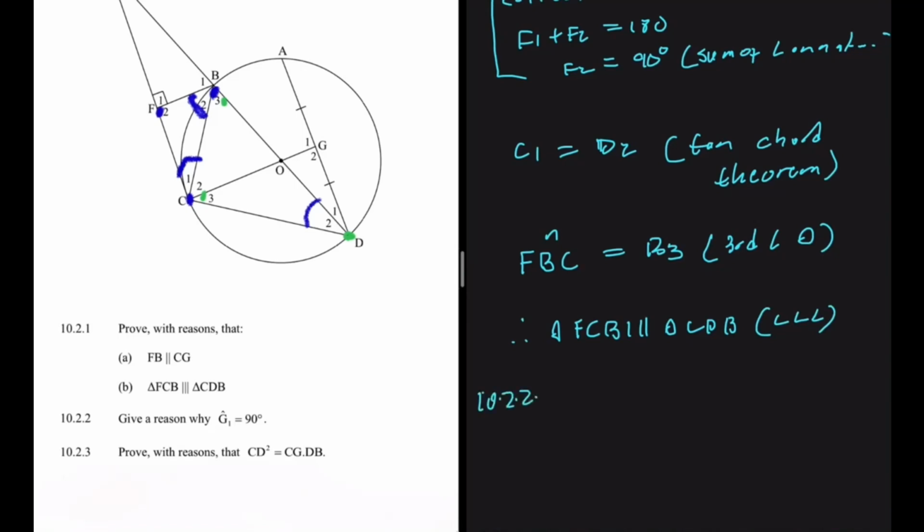10.2.2, let's give a reason why G1 is equal to 90 degrees. So let's go ahead and look at where G1 is located. So G1 is right here. Let's give a reason why it is equal to 90 degrees.